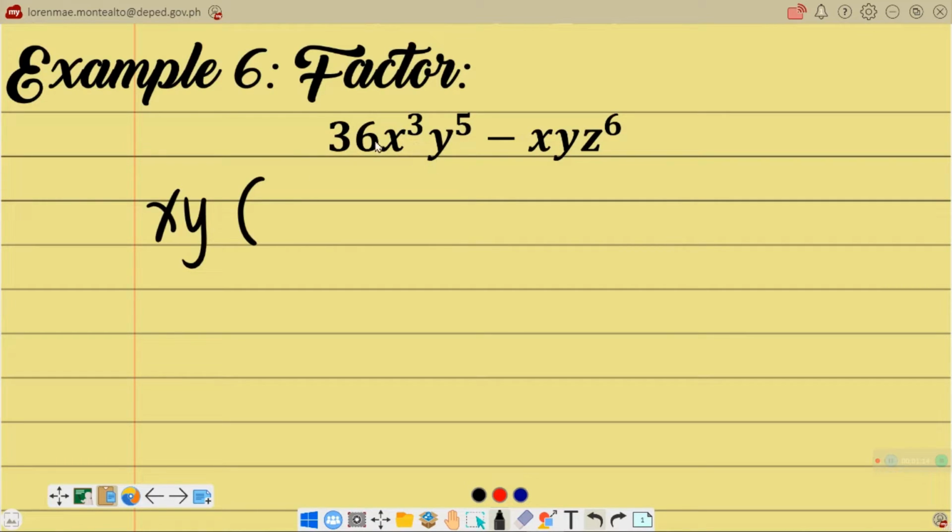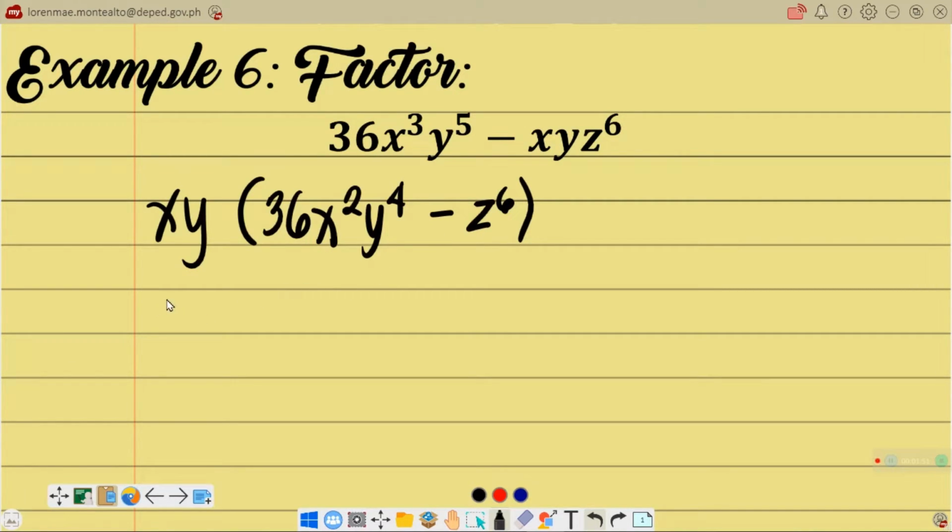36x cubed y to the 5th divided by xy. So, we still have the coefficient 36. X cubed divided by x leaves x squared. Y to the 5th divided by y leaves y to the 4th power. Minus x divided by x, that is 1. Y divided by y, that is also 1. So what remains in the second term is z to the sixth power. And as you can see, 36x squared y to the fourth minus z to the sixth power is now an example of a difference of two squares.